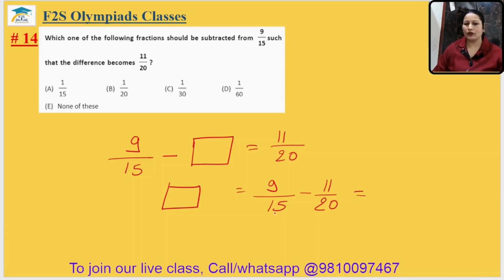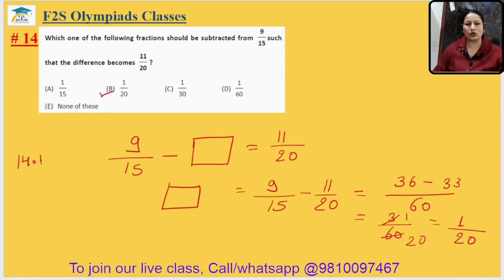Okay? LCM of 15 and 20 is 60. 60 as the LCM. So 15 4s are 60, 9 4s are 36, 20 3s are 60, 11 3s are 33. So 36 minus 33, it will be 3 by 60. So 3 20s are 60, it will be 1 by 20. It is in option number B. So the 14th answer is option B.